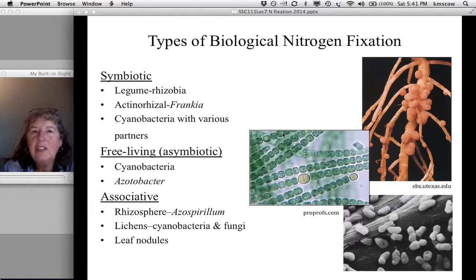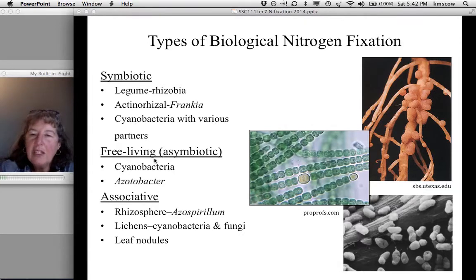Okay, so here are the different types of biological nitrogen fixation, not including the human kind. So we have symbiotic relationships between these famous pairs of N-fixing organisms, legumes with rhizobia, actinorhizal plants with Frankia, which is an actinomycete that fixes nitrogen. We'll talk about it in a minute. And cyanobacteria are nitrogen-fixing bacteria that partner often with different groups of organisms. And we talked about that a little bit before.